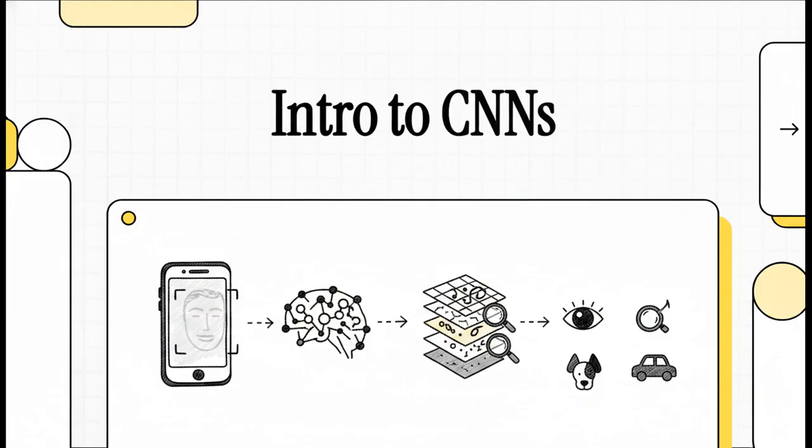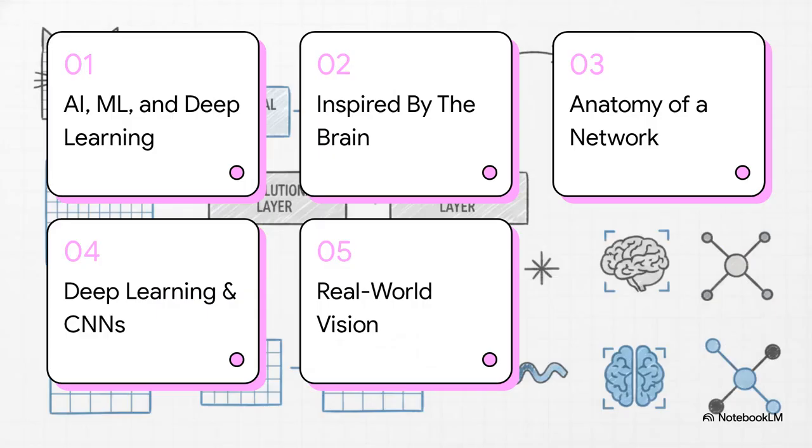So let's get started. Here's our quick roadmap for today. We'll start with AI, ML, and deep learning, then move to how it's all inspired by the brain. After that, we'll break down the anatomy of a neural network, dive into deep learning and CNNs, and wrap it all up with real-world computer vision.